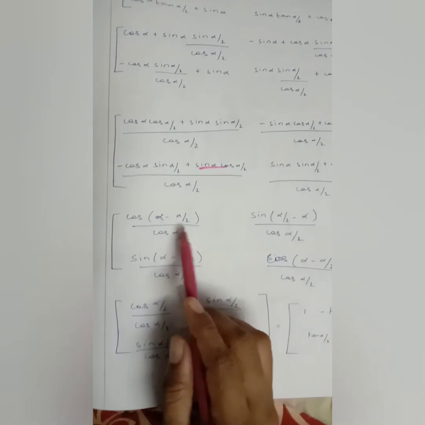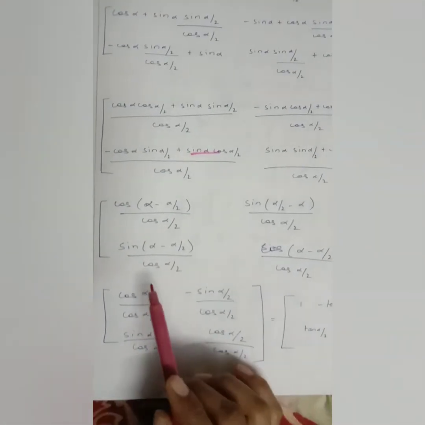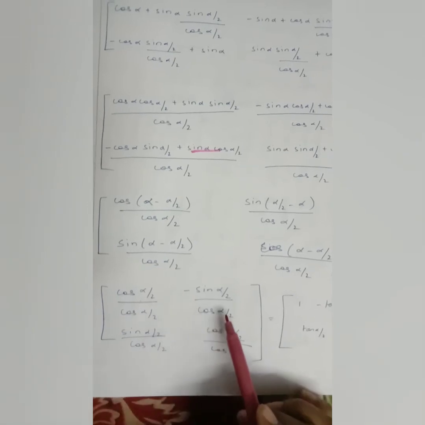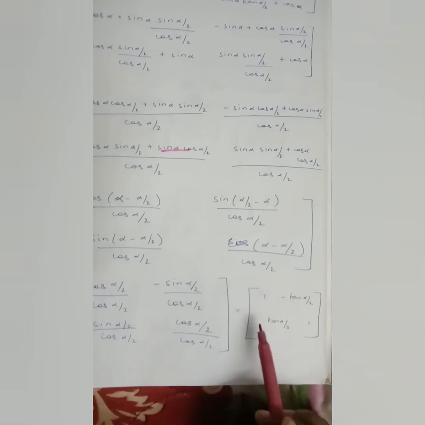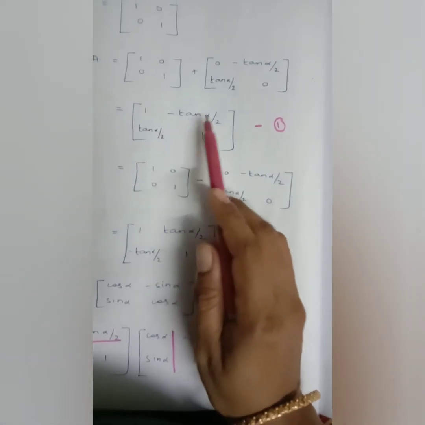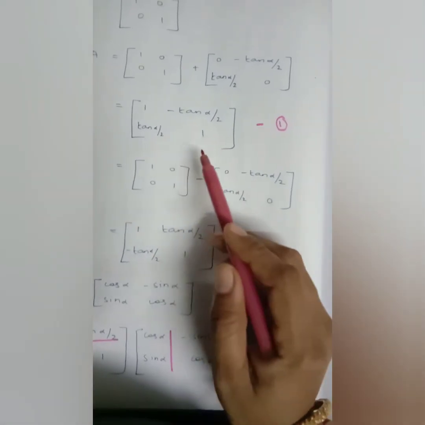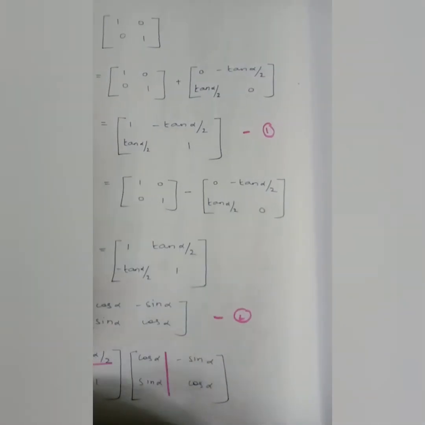So on further simplification we will get cos alpha by 2 minus sin alpha by 2 by cos alpha by 2, cos alpha by 2, sin alpha by 2, cos alpha by 2. So on cancellation you will get 1 minus tan alpha by 2, tan alpha by 2, 1. So this is the proof of the first equation. See, 1 minus tan alpha by 2, tan alpha by 2, 1. So both are same. Thank you, students.